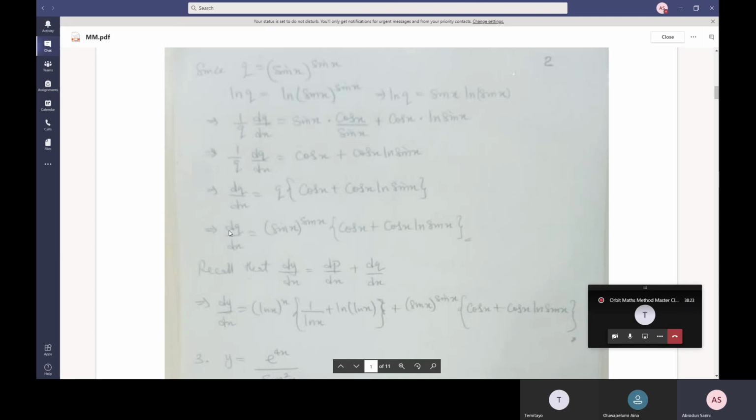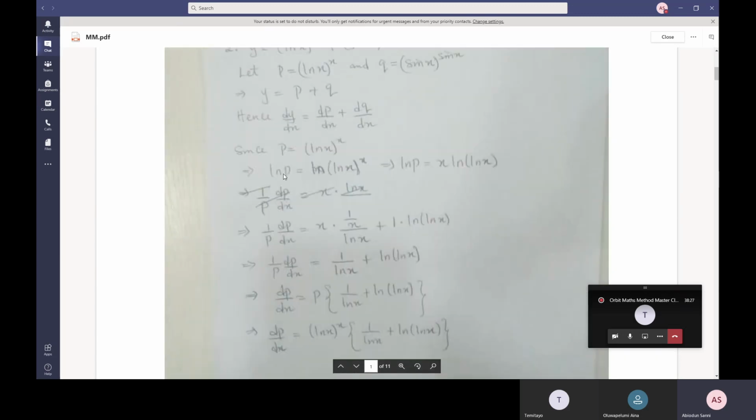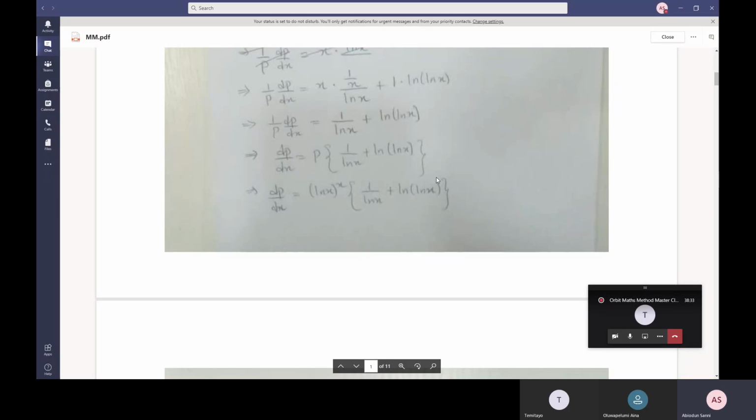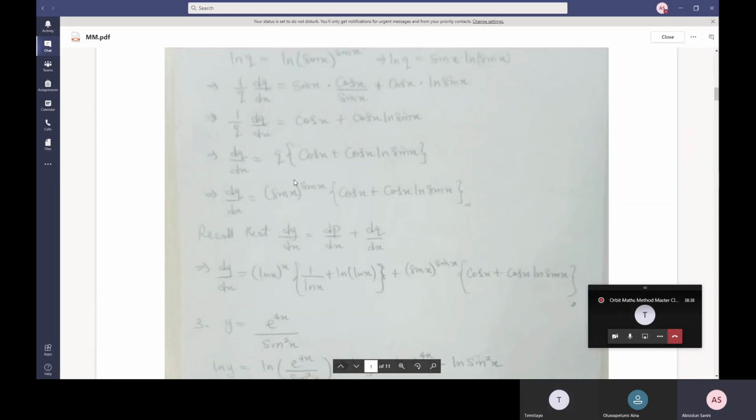But don't forget our dy dx is actually what from here? It's actually dp dx plus dq dx. That is the first one that we differentiated plus the second one. So we are going to take this value, which is our dp dx, plus this second value. So that's how you have your final answer that is actually here. I hope that is clear to that point.